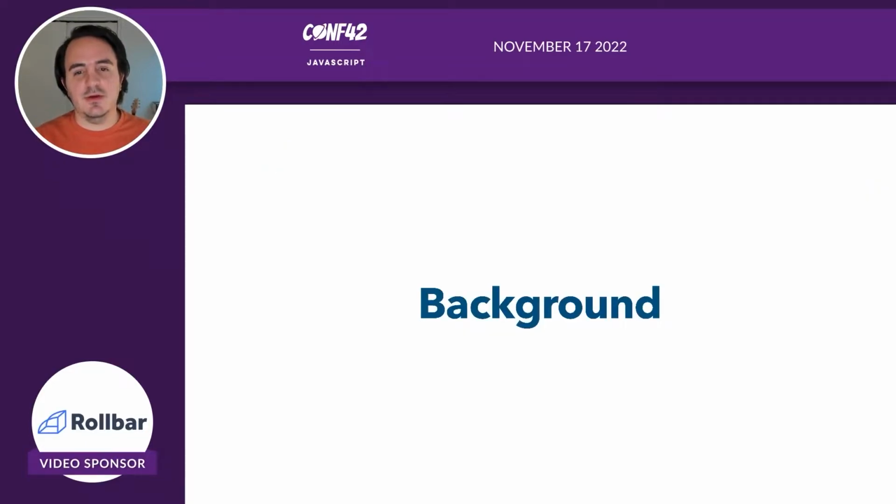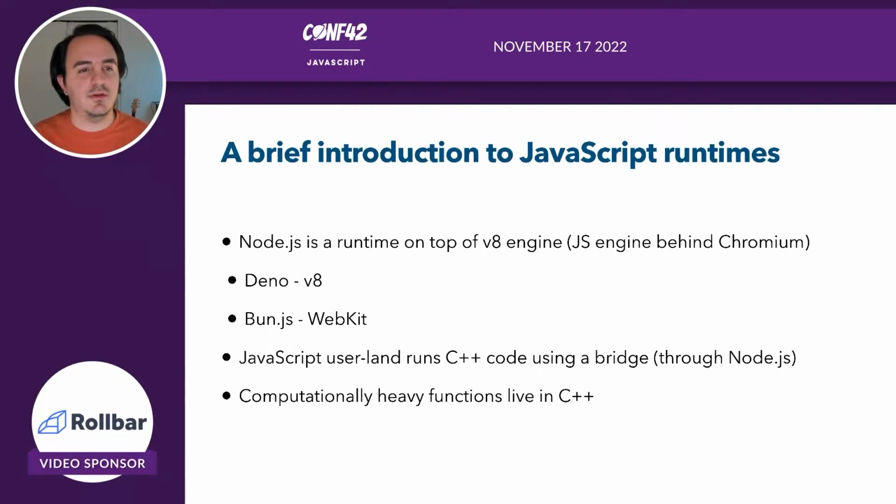So let's give a little bit of background before we get into what URL parsers are and how that goes. A brief introduction to JavaScript runtimes: Node.js is a runtime on top of the V8 engine, the JavaScript engine behind Chromium. Just like Node.js, Deno is also using V8, and a newer runtime, Bun.js, is using WebKit as a runtime.